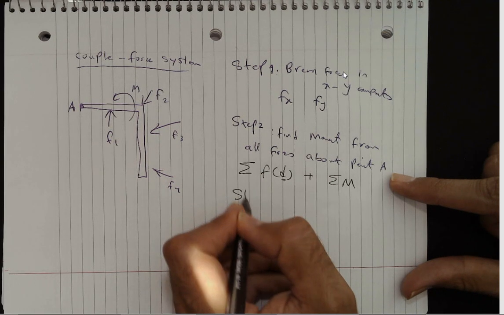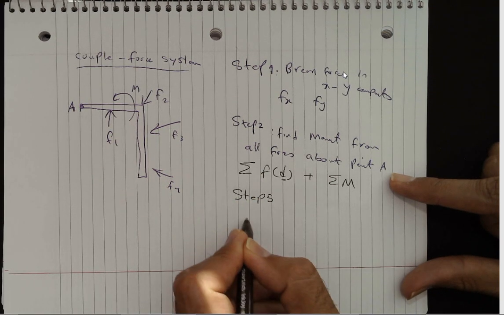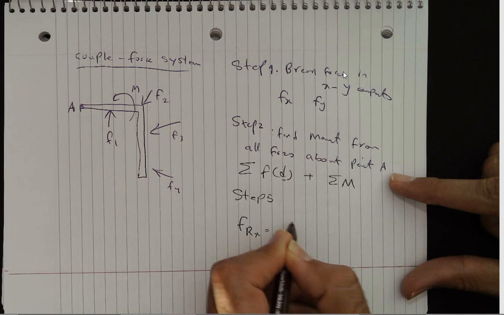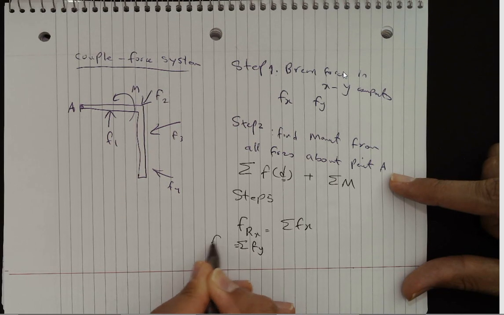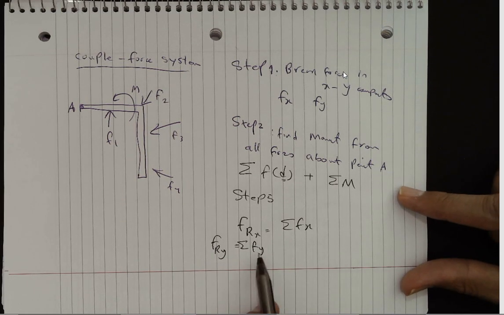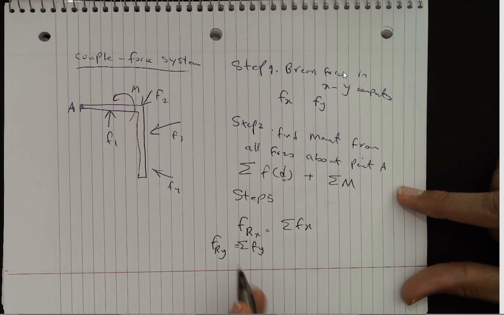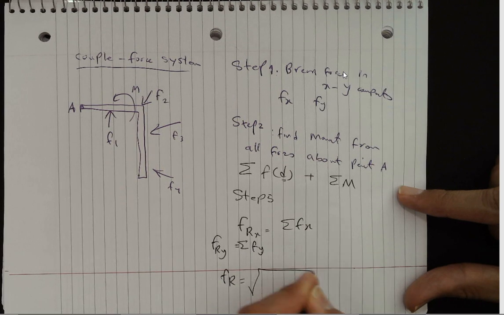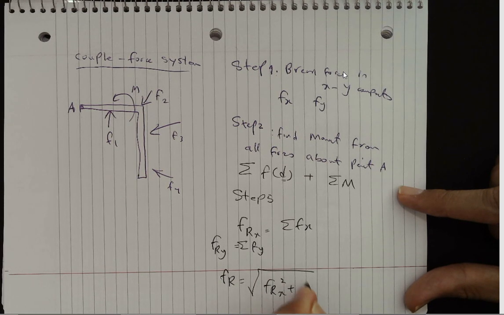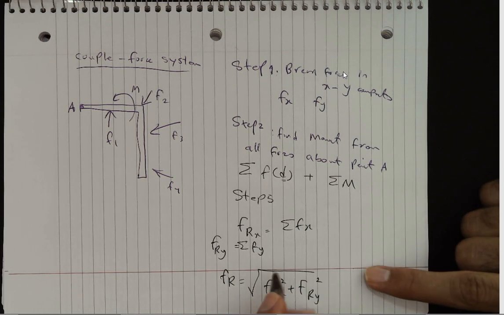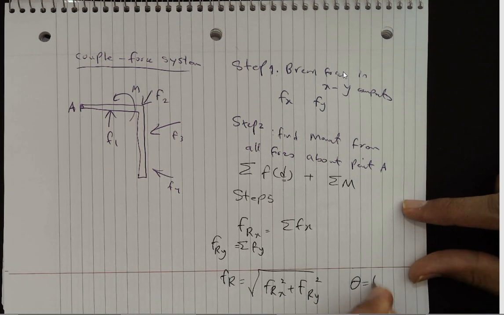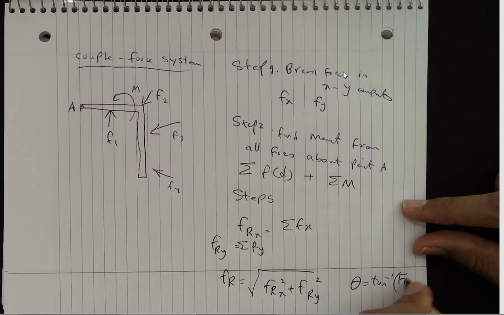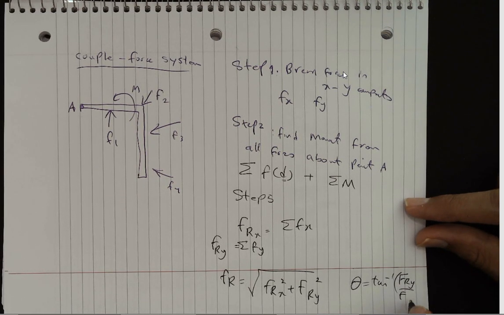In step three, I'm going to find F of R. To find FR, you find FRX, which is the sum of F of X, and FRY, which is the sum of F of Y. Once you have these two, you can find FR. FR is equal to the square root of FRX to the power of 2 plus FRY to the power of 2. So basically, I found F of R. If I want to find theta, theta is equal to tan inverse of FRY over FRX.